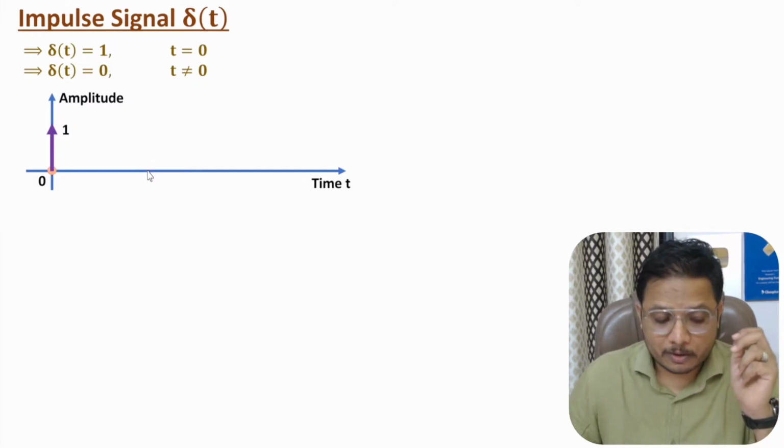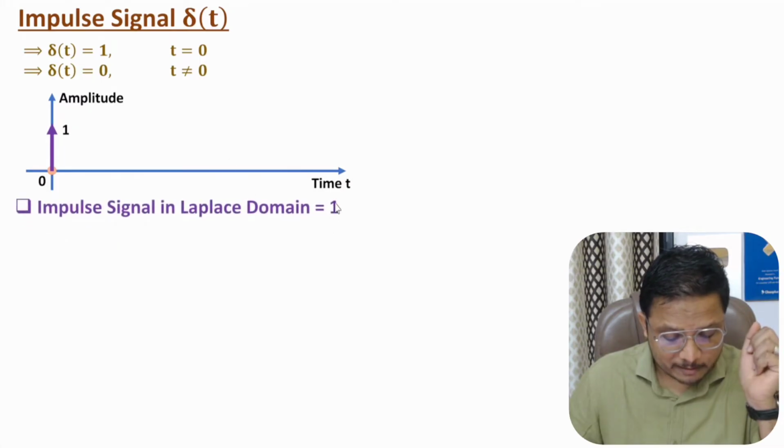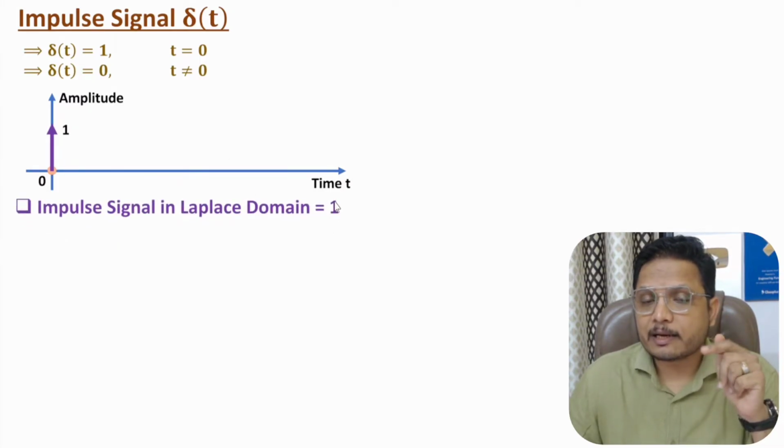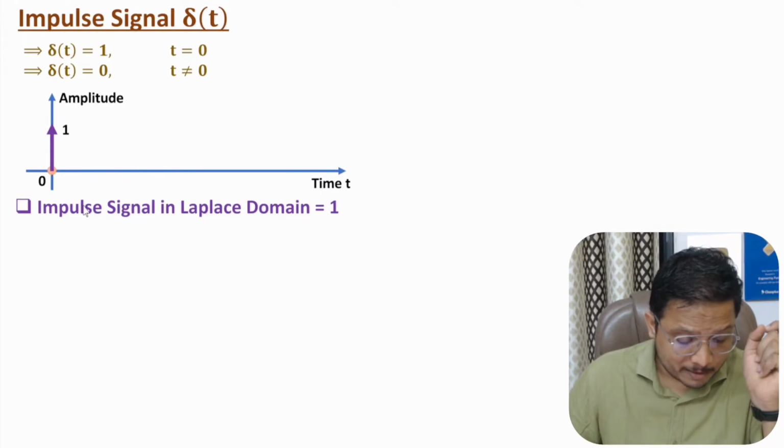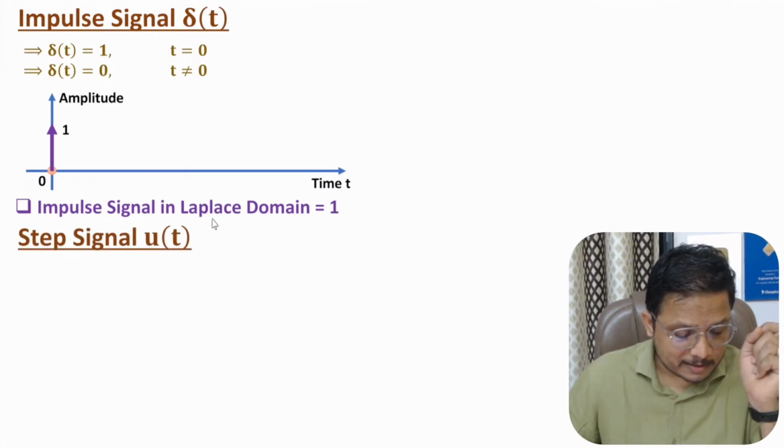And one should know that the impulse signal in the Laplace domain is 1. So in the frequency domain, in the Laplace domain, the impulse signal has value 1, right? Now I'll discuss the step signal. See, step signal is denoted by u of t.